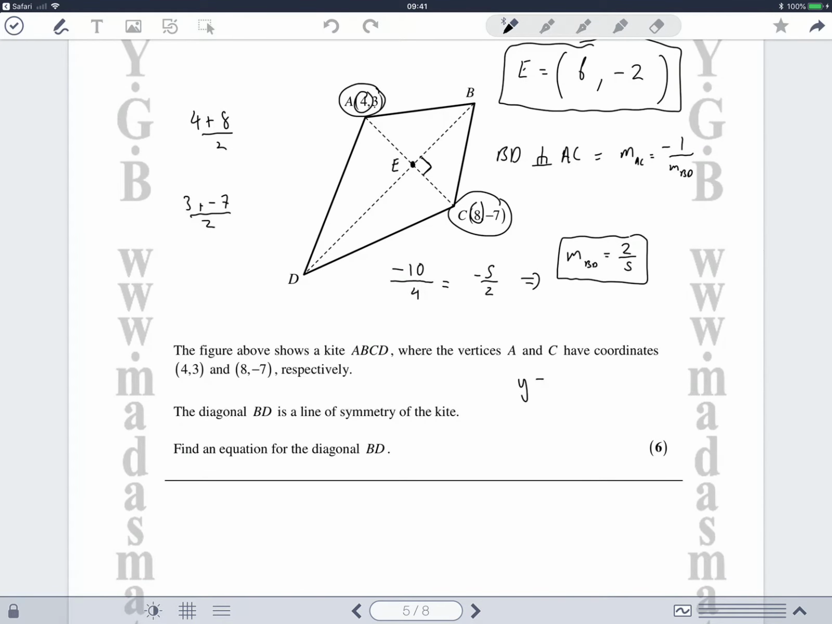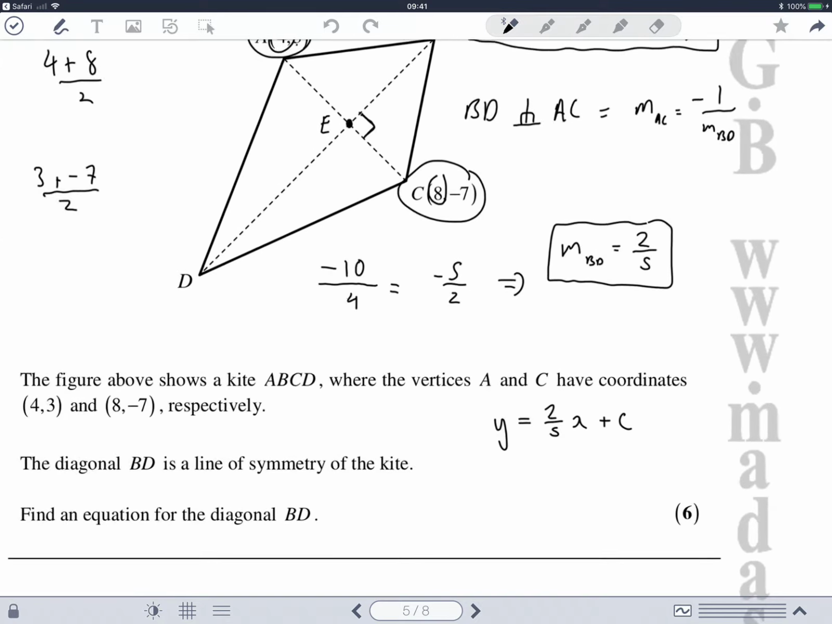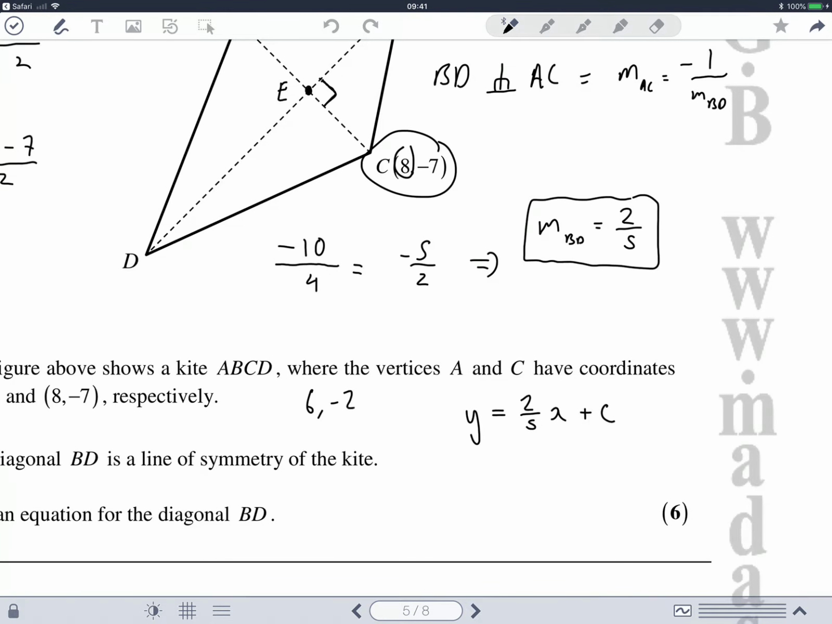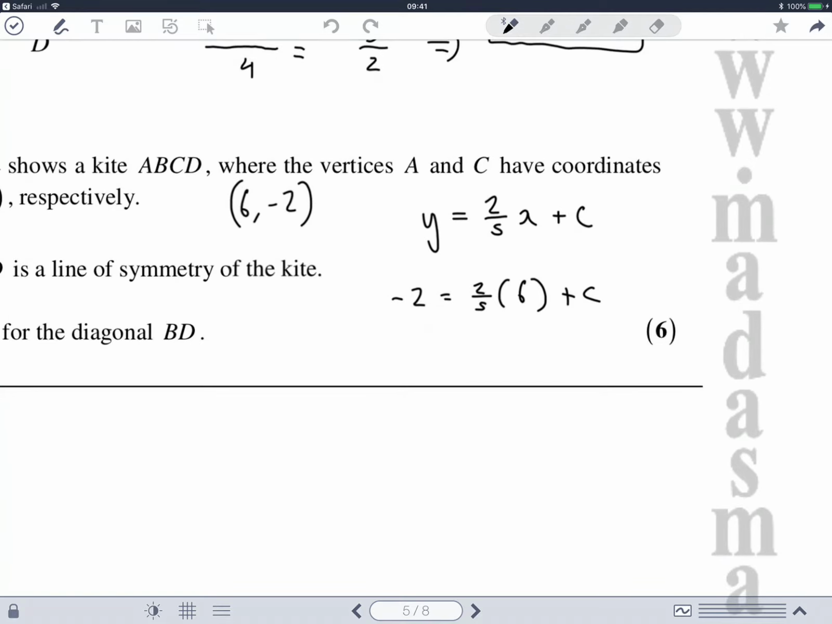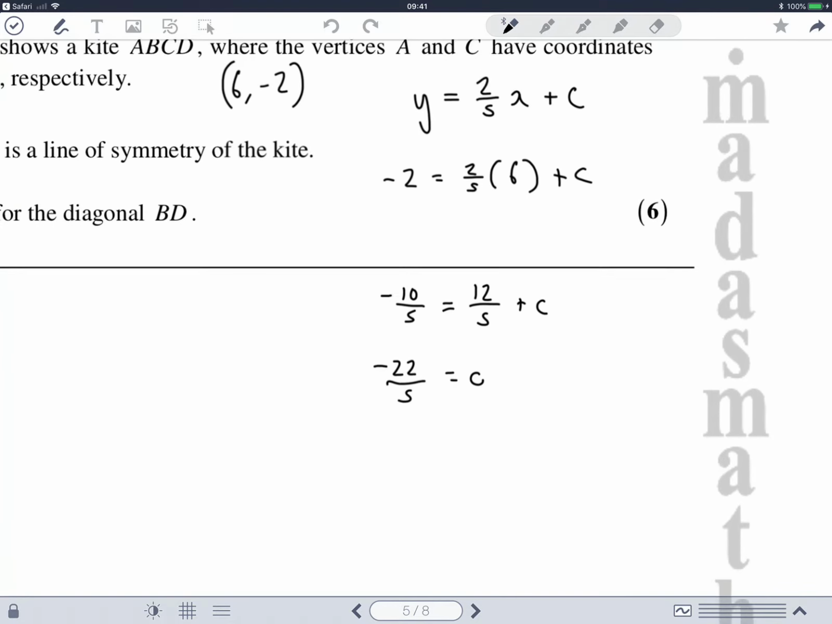So if y equals mx plus c, where m is 2/5, I need to work out what this c is, knowing that it goes through the point (6, -2). So when y is -2, I'm going to have 2/5 of x, which is 6, plus c. 2/5 of 6 is 12/5, plus c. -2 is -10/5. So if I subtract 12/5, I'm going to get -22/5 equals c.